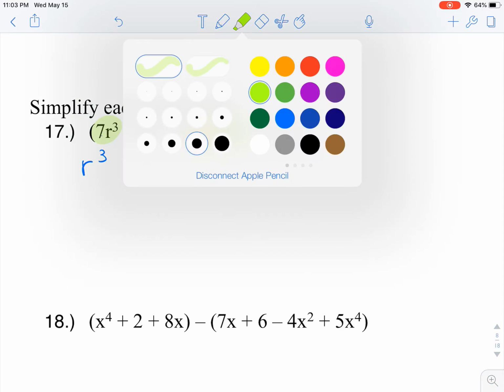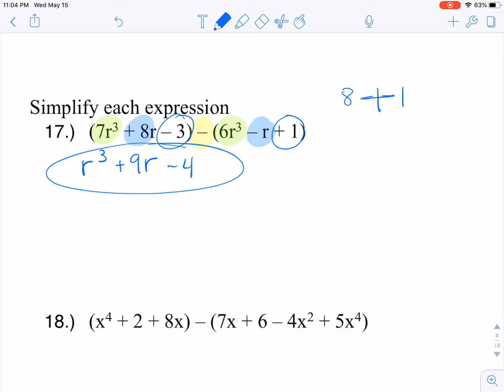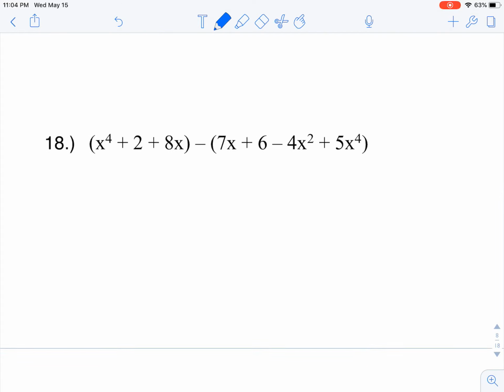And then, let's see, blue, this is a positive 8r, and that's negative 8r, so we have 8 minus negative 1. So 8 minus negative 1. So minus a negative becomes plus. So that would be 9r. And then lastly, we have negative 3 and positive 1. So we have 3 minus 1. So 3 minus 1 gives us negative 4. And that's your solution.